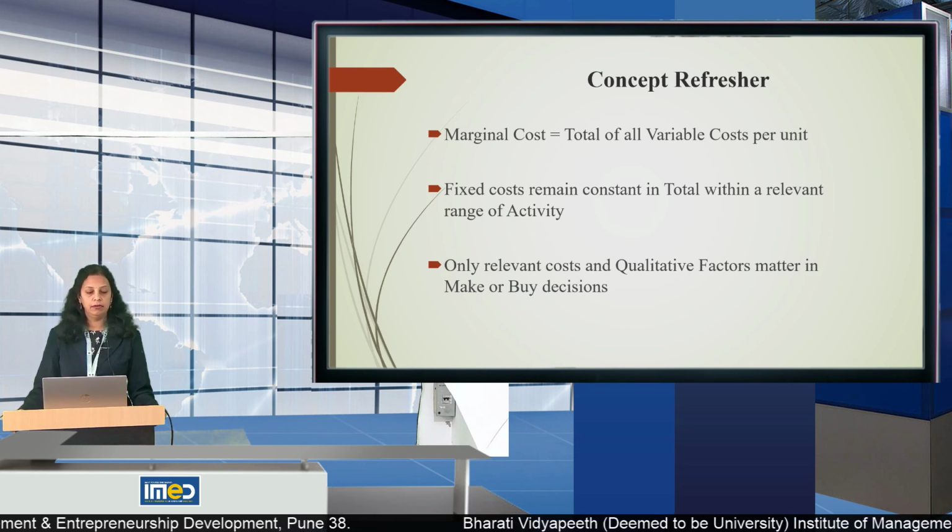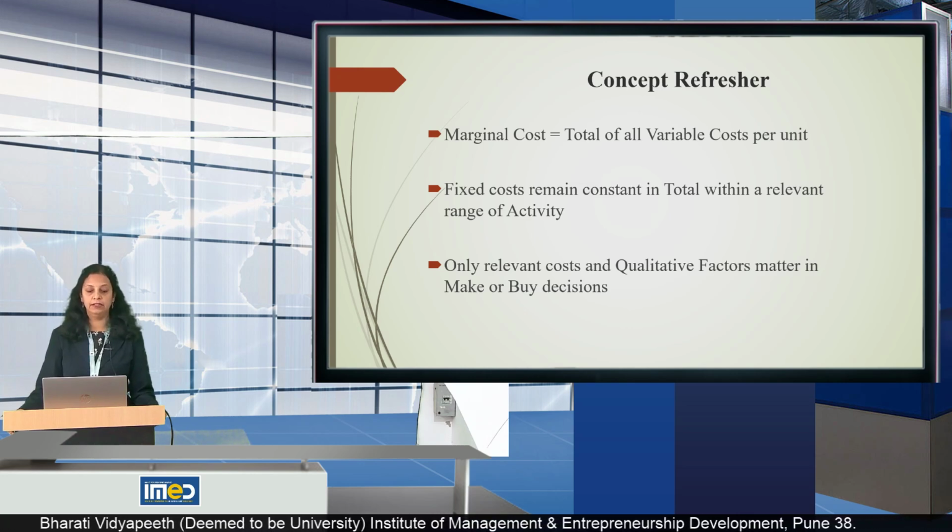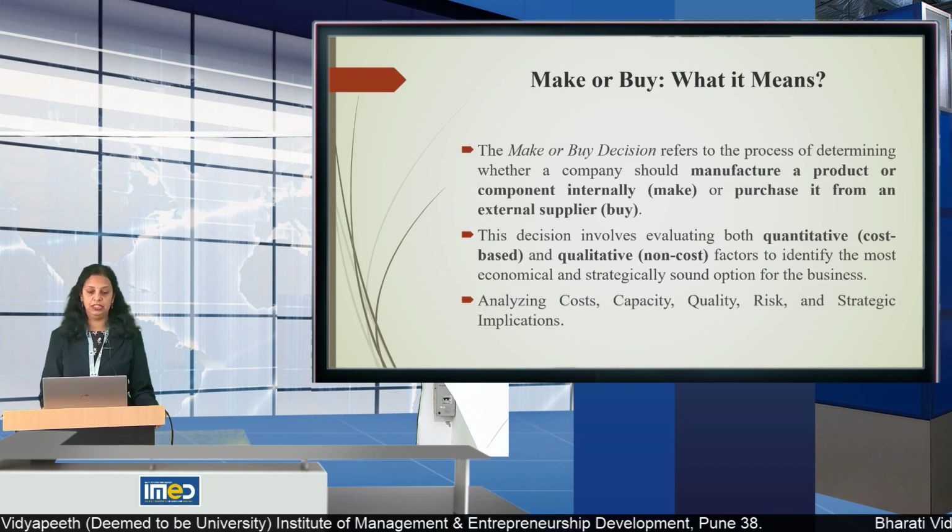Now, we will see how to make the make or buy decision, and here only relevant costs are considered, that is mainly marginal costs, as well as fixed cost if it is relevant for that decision making, as well as all qualitative factors matter in this particular decision.